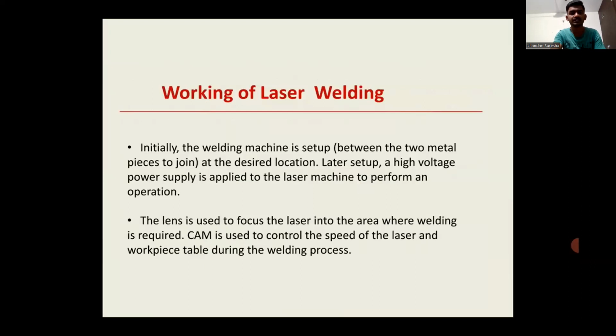Working of laser welding. Initially, the welding machine is set up between the two metal pieces to join at the desired location. Later, a high voltage power supply is applied to the laser machine to perform the operation. The lens is used to focus the laser on the area where welding is required. CIM is used to control the speed of the laser and keep the workpiece stable during the welding process.